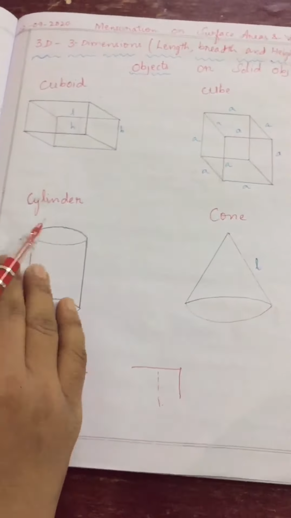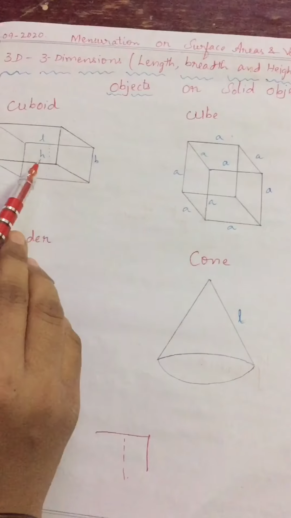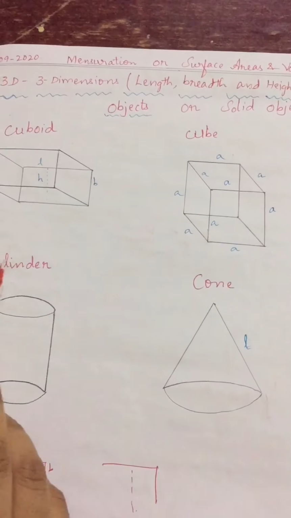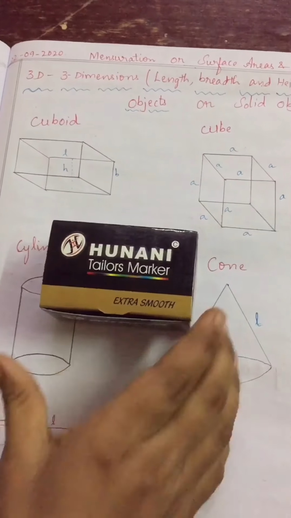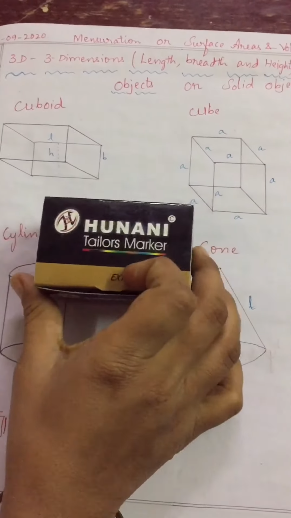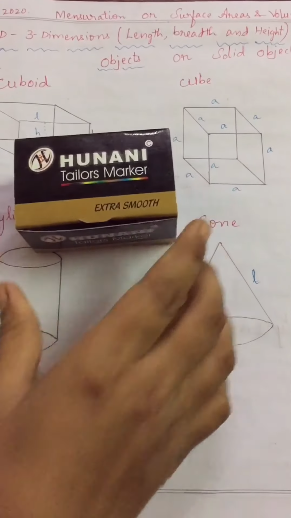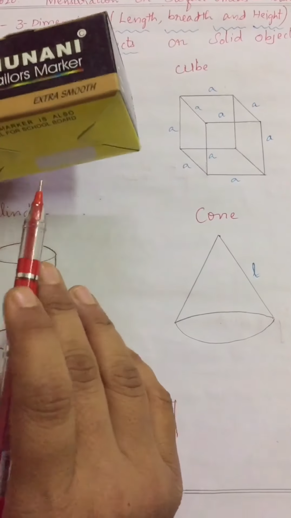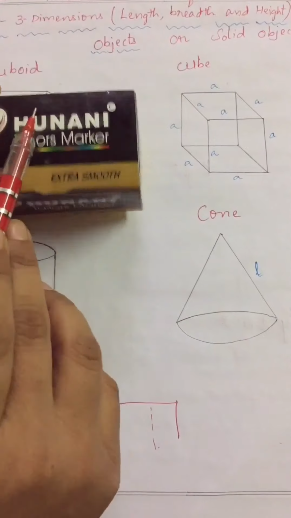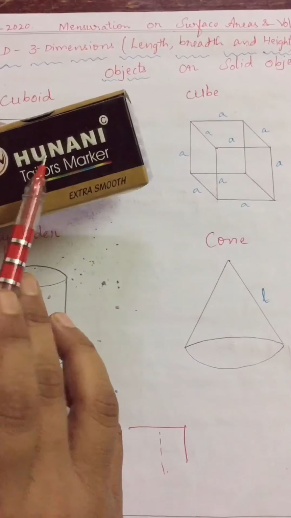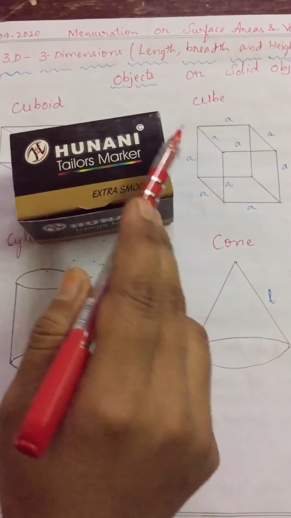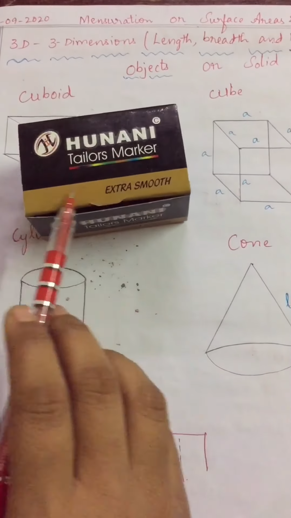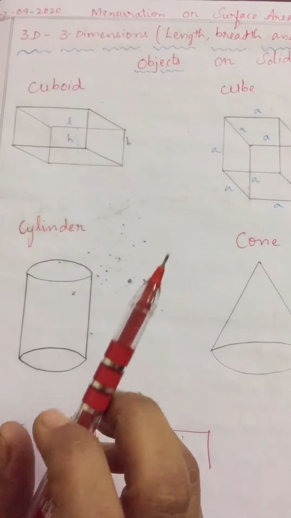Now come to the first point, cuboid. See the cuboid shape. In our daily life we come across many cuboid shapes, like see, this marker box, or you can say chalk box, which is in cuboid shape, which has 6 faces. First, upper part and lower part, 2; front and back, 2; left and right, 2; total 6. It has 6 faces. Are you getting my point, children?